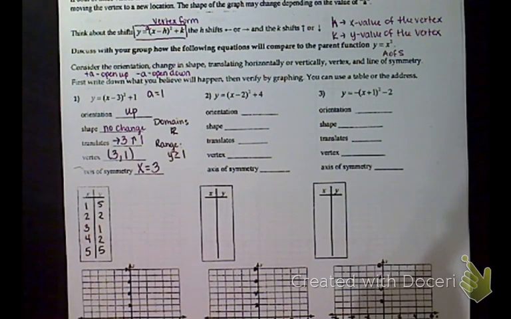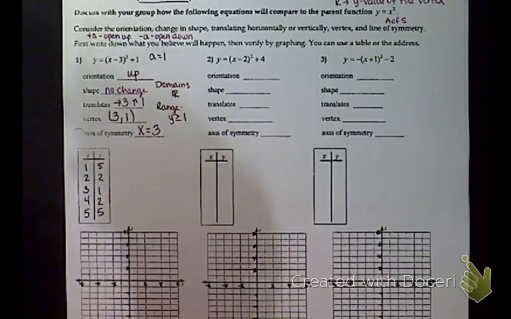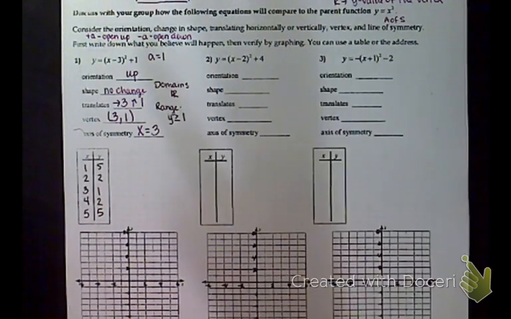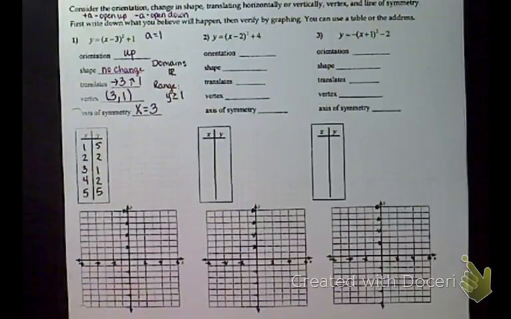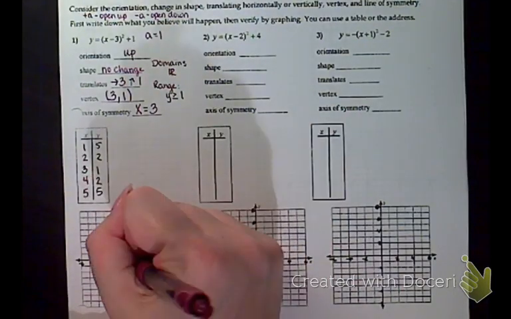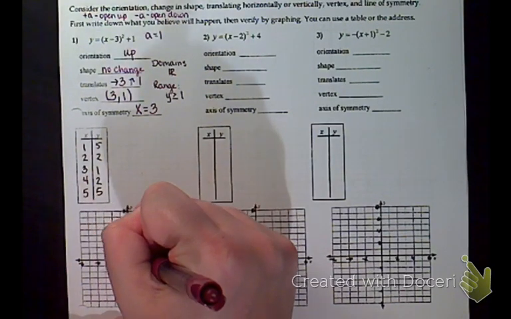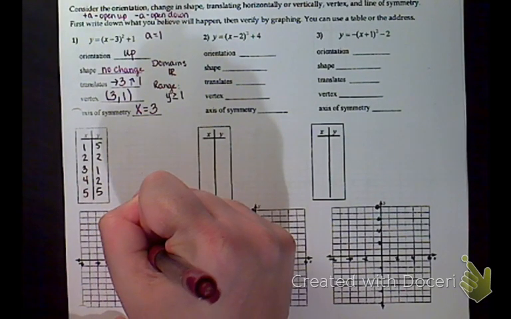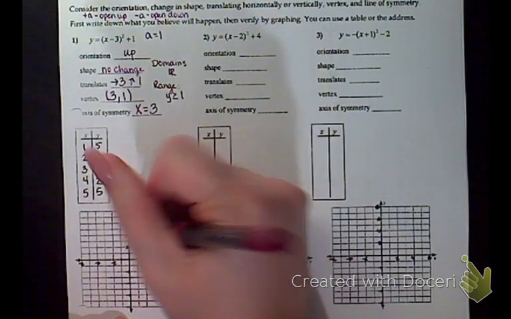Okay, and let's plot those points. Now remember, my graph should open up and it shouldn't be any wider or skinnier than my parent function. If it is, then I did something wrong. So here we go: 1, 5, 2, 2, 3, 1, 4, 2, and 5, 5.